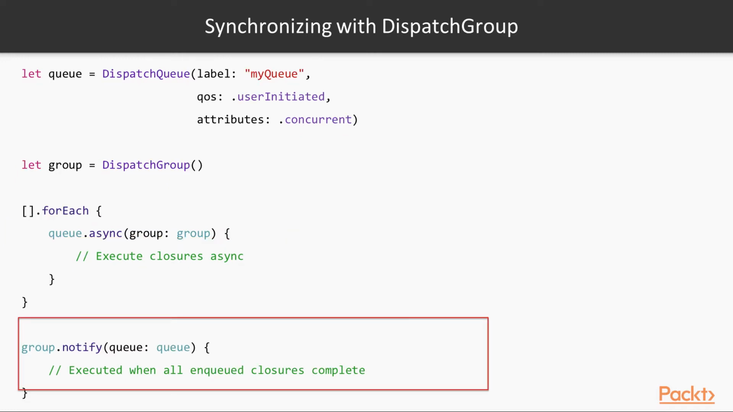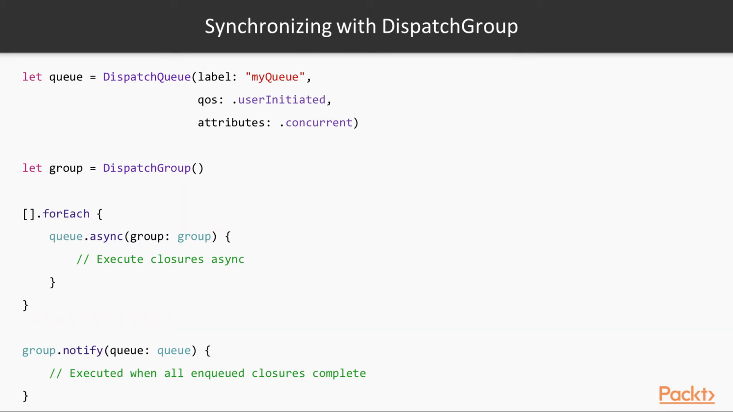Finally, we register a completion closure with the group's notify method. We have to specify on which queue we'd like the closure executed. Here I'm just using the same queue again. This closure will be executed when all of the group's closures have finished. Notice that we need to register our completion closure after we have enqueued our tasks. Otherwise there'll be no tasks in the queue and the notify method will execute the completion immediately. And that's all there is to it.